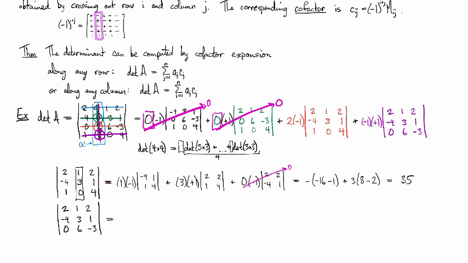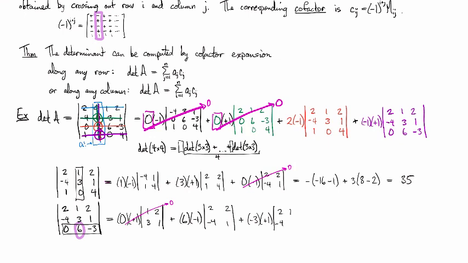And then for my next one, I will expand, here, let's do the third row. It's got a 0 in it, why not? So we've got 0 times positive 1 times 1, 2, 3, 1. And then that one we don't have to worry about. And then we've got 6 times my sign for this entry, which is minus 1, times the minor, which is 2, 2, minus 4, 1. And then I've got minus 3, positive 1, and 2, 1, minus 4, 3.